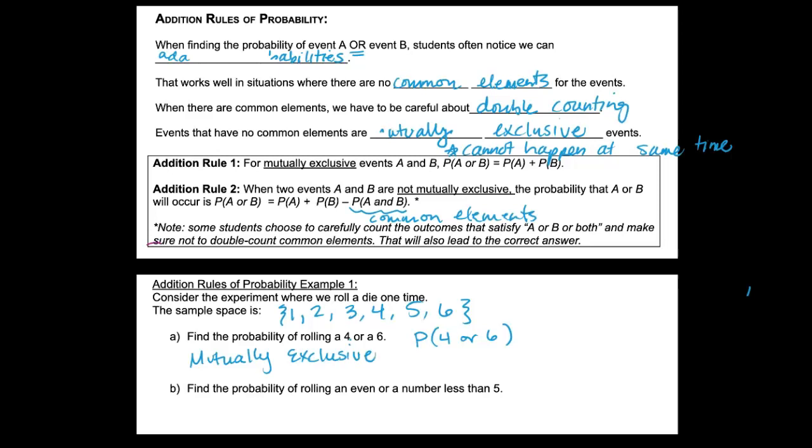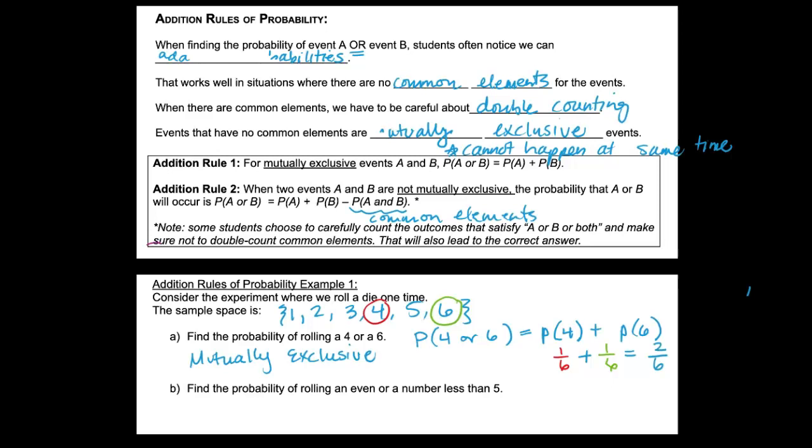What does this mean for us? It means that we don't have to be careful about double counting. We can just go through the list and count all the 4s and all the 6s and add those together. So we can use this first addition rule where we just add the two probabilities together. So the probability of 4 or 6 is just the probability of getting a 4 plus the probability of getting a 6. So the probability of getting a 4 is just 1/6, because there's one 4, and the probability of rolling a 6 is also 1/6, because there's one 6 in the sample space, and so I can add those together, and when we add fractions, we just keep the denominator the same and add the numerators, so we get 2/6.